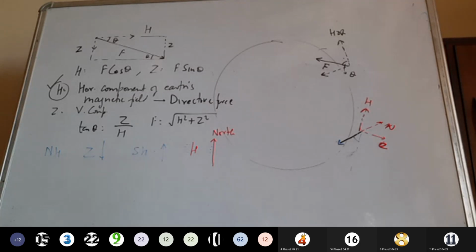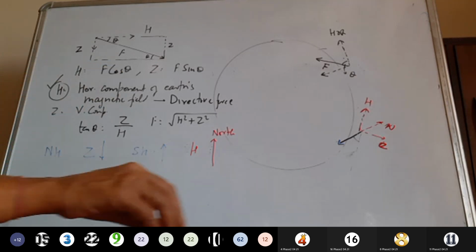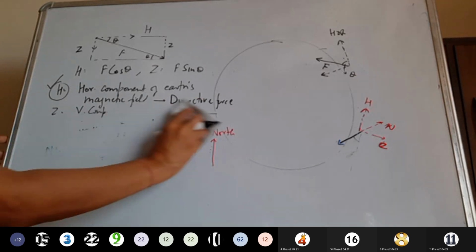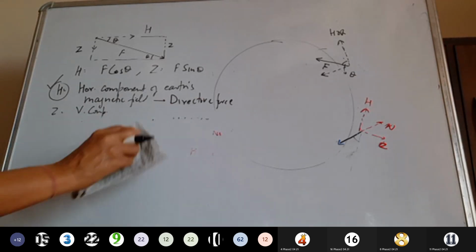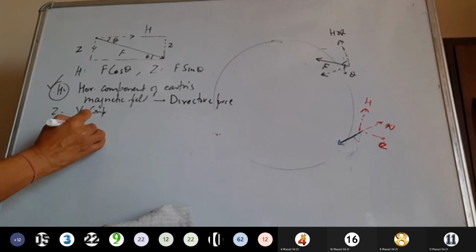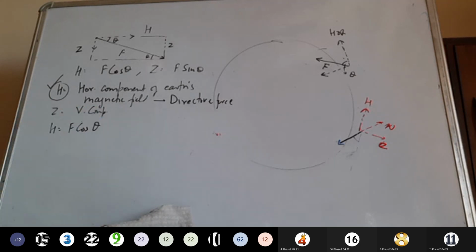Then the next thing is, as you can see, H is equal to F cos theta. So where will the value of H be maximum? What is the value of theta at the equator? 0. And cos 0 is 1, which is the maximum value of cos. So can we say H will be maximum at the equator?